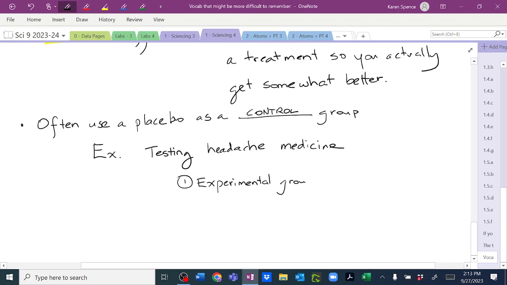Are we doing pointillism? Do you guys know what pointillism is? It's art where you shade things by dots.